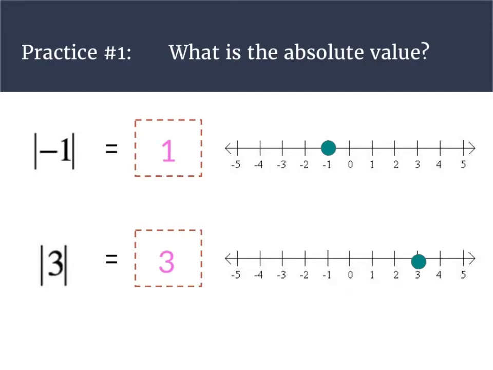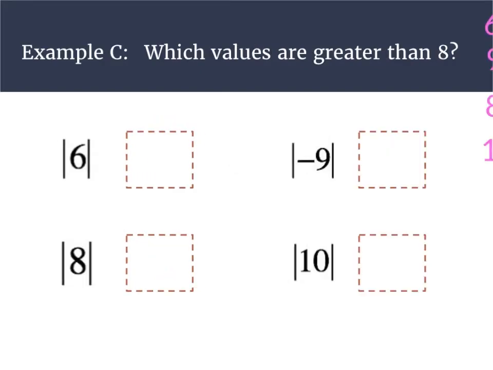How did you do? Were you able to get both questions correct? Did you notice that the negative 1 was 1 space away from 0 and the positive 3 was 3 spaces away from 0? Hopefully you did this one correctly. If not, go ahead and change your answers so they look like mine. And let's go on to the next example. Example C is asking us which values are greater than 8.